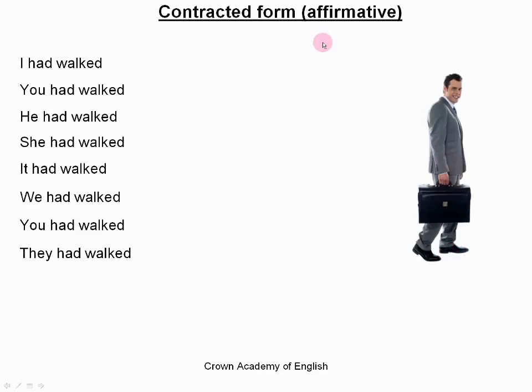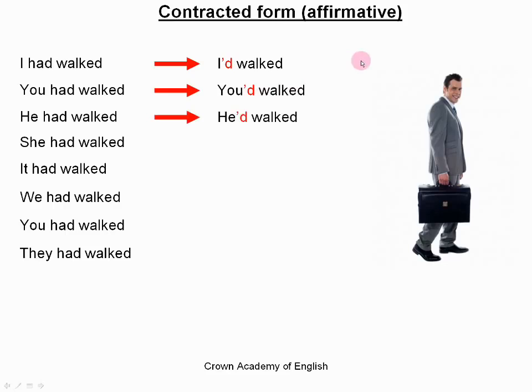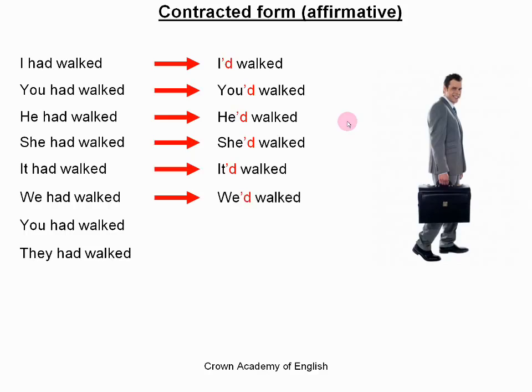The contracted form of the affirmative form. So here is the full form, and here is the contracted form. I'd walked. You'd walked. He'd walked. She'd walked. It'd walked. We'd walked. You'd walked. And they'd walked. Okay, so we are replacing the letters H and A by an apostrophe. Okay, so as always, the contracted form, we normally use it in spoken English. Okay, it is rare that we actually write it unless it is direct speech. Okay, so this is the contracted form.